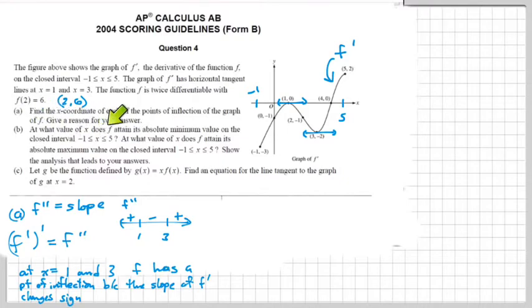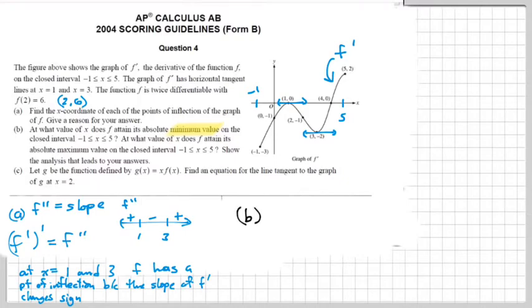At what value of x does f attain its absolute minimum value? Absolute minimum. That's a big word right there. That should clue you into what you're probably going to do. On the closed interval from -1 to 5, which we labeled earlier, at what value of x does f attain its absolute maximum value on the closed interval? Show the analysis that leads to your answers. That just means we have to show all our work. All right, so we have B.